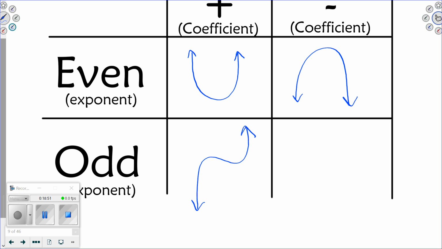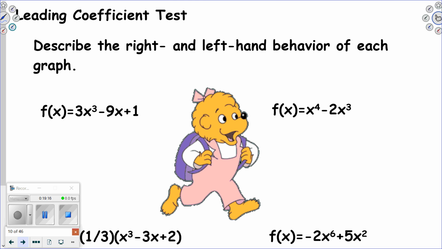Right, we read from left to right. That one's going to go down. So those are my fancy terms for you: smiley face and sad face, squiggly up and squiggly down. I like stupid ways to remember things. Okay, so even and odd is based on your exponent. The plus and minus is based on the coefficient, the number in front.